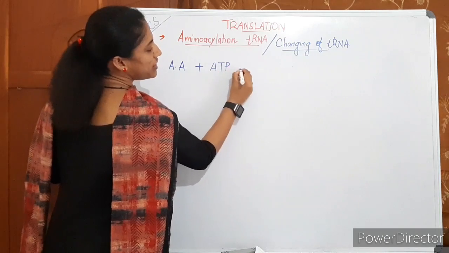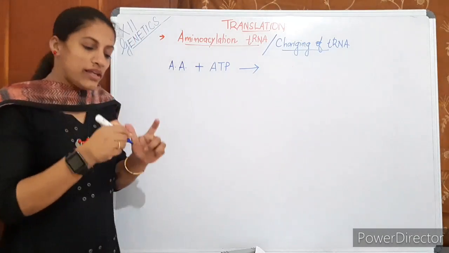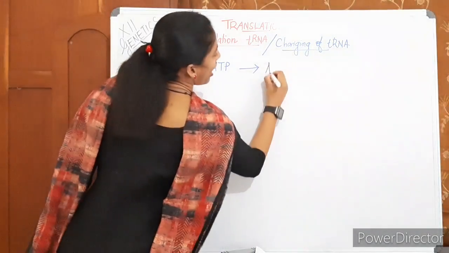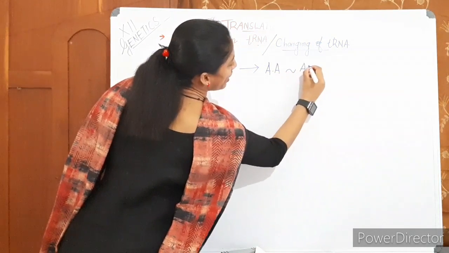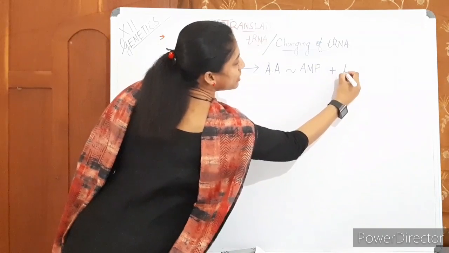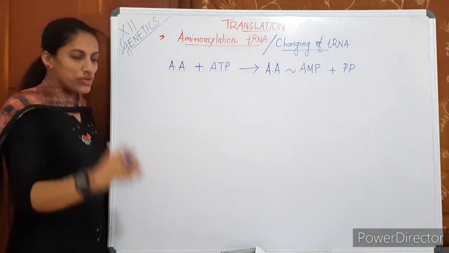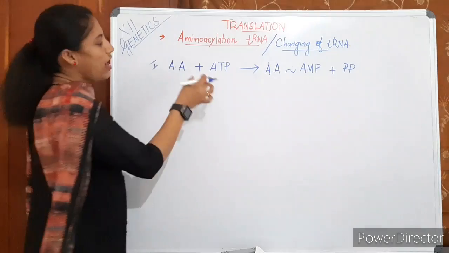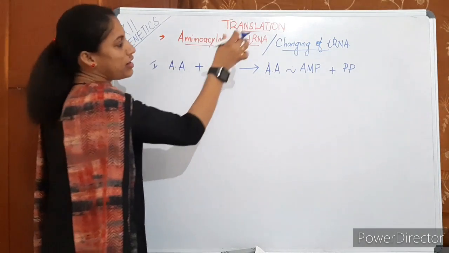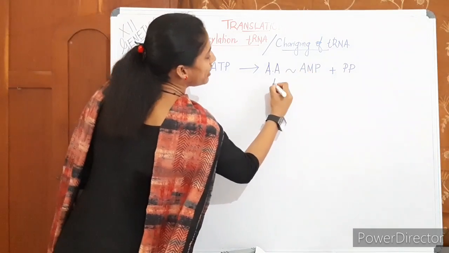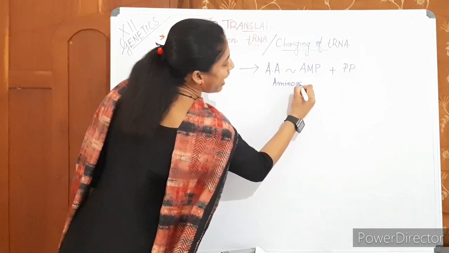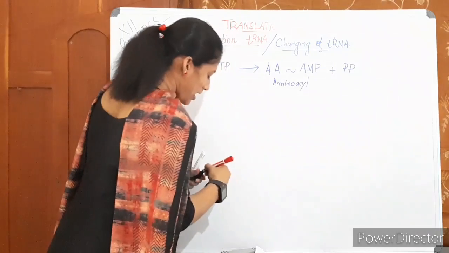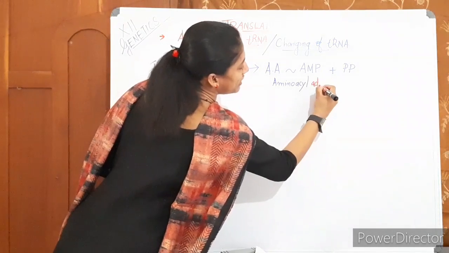combines with ATP. Okay, ATP is the energy rich molecule, you know. So, amino acid plus ATP forms amino acyl AMP, adenosine monophosphate, plus the pyrophosphate will be released. 2 phosphates will be released. So, in the first step of charging of tRNA, amino acid combines with ATP, then this forms amino acyl AMP. It can be called amino acyl adenylate. What is AMP? You have learned adenylic acid. In short, we can write what? Adenylate. Adenylic acid can be called adenylate.